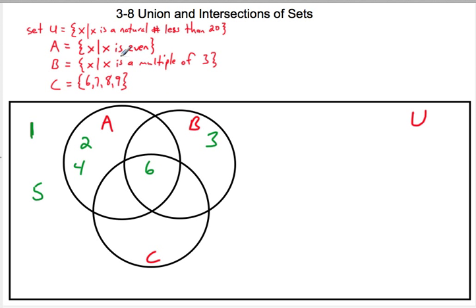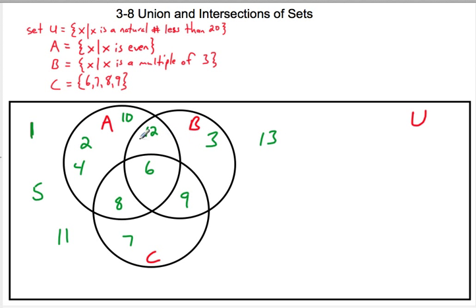The number 7 is not even or a multiple of 3, so that's going to go in set C only. Number 8 is even and in set C, so that is A and C. The number 9 is not even, but it is a multiple of 3, and it is in set C, so 9 goes here. 10 is even. 11 is not even or a multiple of 3, so that goes out here somewhere. 12 is both even and a multiple of 3.